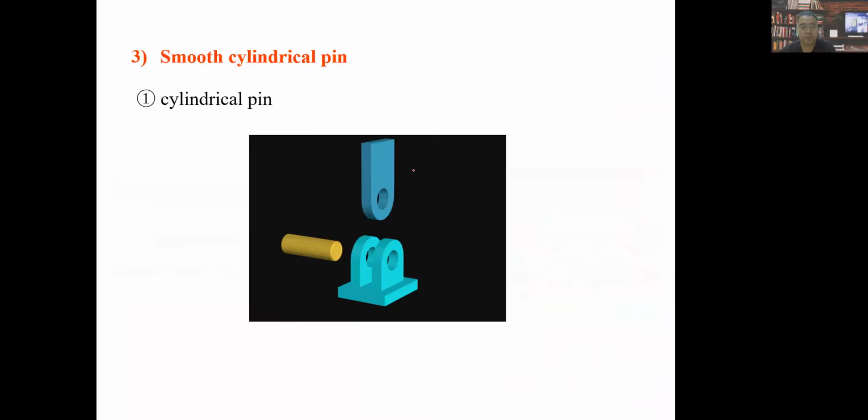Let's see the third. The third one is very easy to understand. We call that smooth cylindrical pin. In Chinese, we always call that 活动铰链. 活动 means can move. 铰链 means hinge.